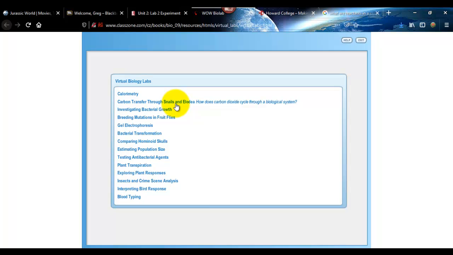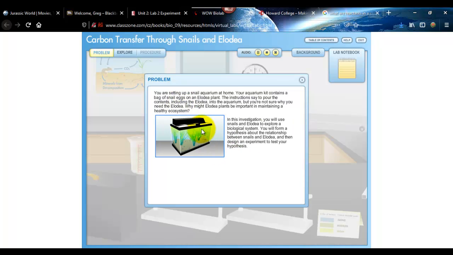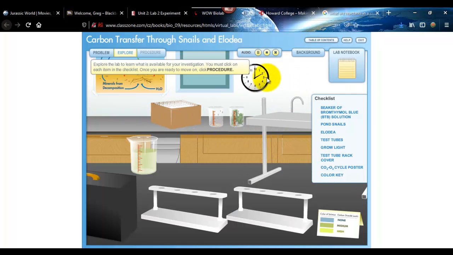You have to go through and select, before you get to this, you have to select Missouri, which is where Park is located. But it's actually this experiment. You are setting up a snail aquarium. Explore the lab to learn what is available for your investigation. You must click on each item in the checklist.